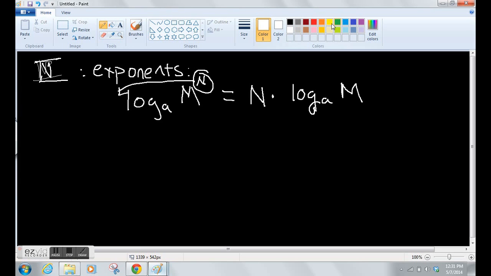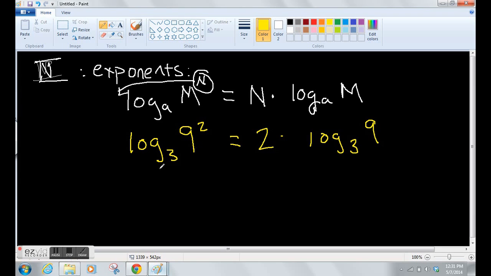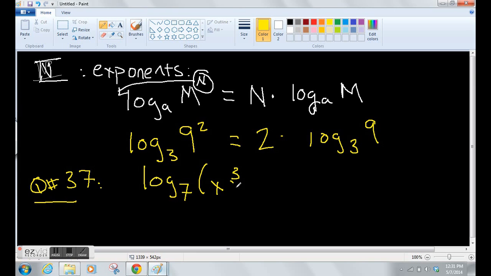So suppose you had, here's an example of what this looks like. If you have log base 3 of 9 squared, you can write that as 2 times log base 3 of 9. You're saying, but I wouldn't write it that way. I would never. Well, you would if you were doing problem number 37, which says we want to use these rules to rewrite this. Log base 7 of x times the cube root of x plus 4.